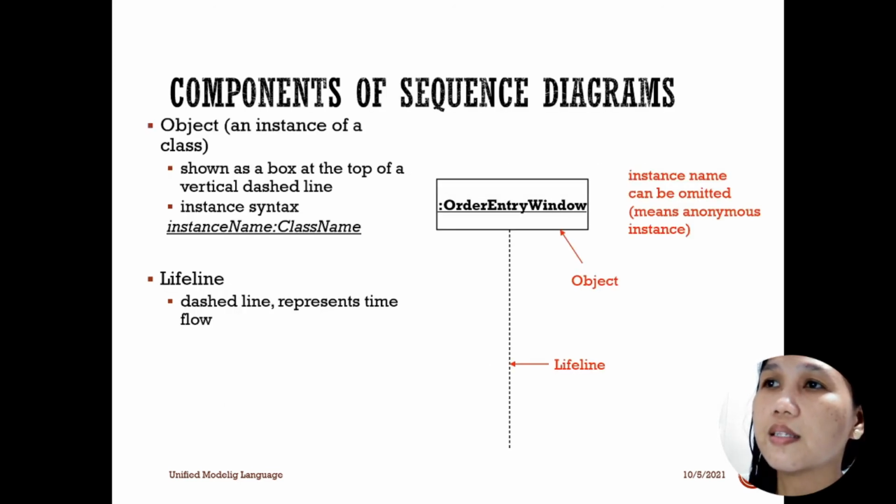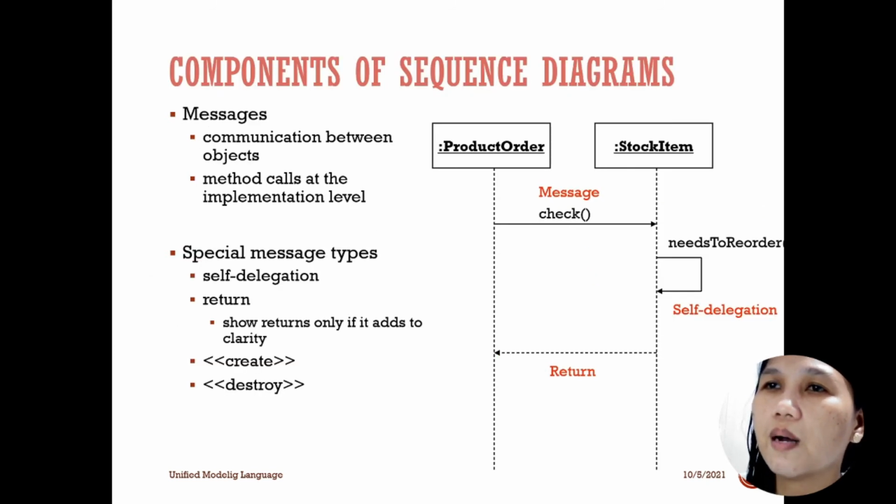Components of a sequence diagram. We have the object, an instance of a class, shown as a box at the top of the vertical dashed line. This will be the format of our sequence diagram. Then we have the lifeline, a dashed line representing time flow. The instance name can be omitted, which means an anonymous instance.